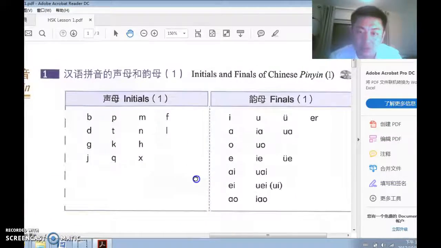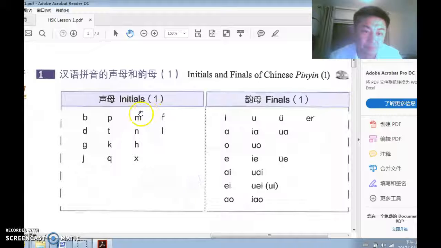Here we have a chart. That is the initials, some of them, not all of them. There are more in lesson two. And all these are very easy to pronounce except the last three, I think. B, p, m, f, d, t, n, l. That's all pretty much the same as in English.